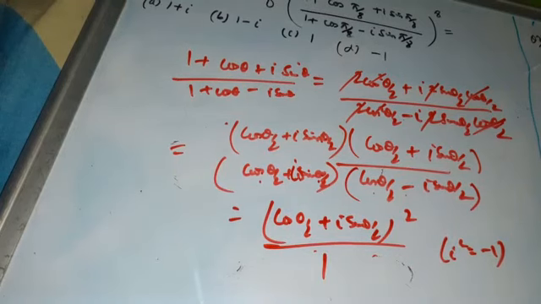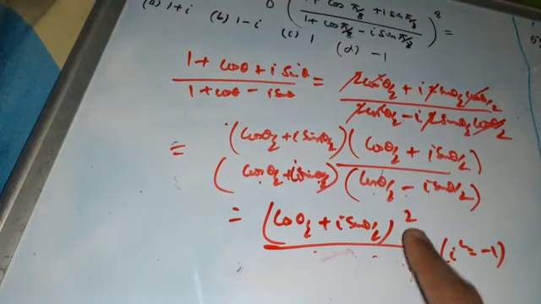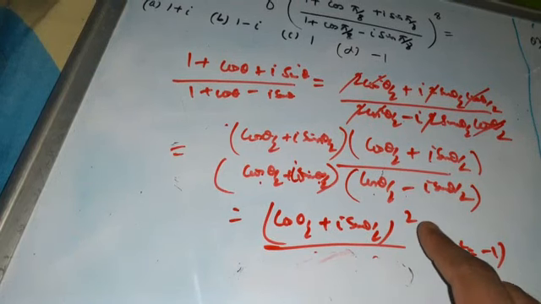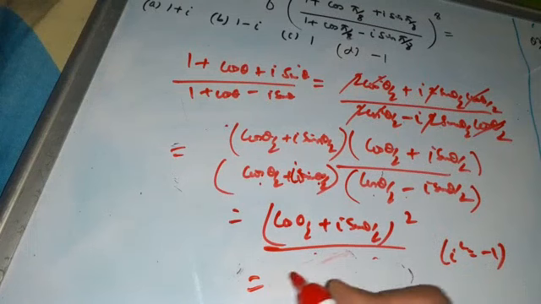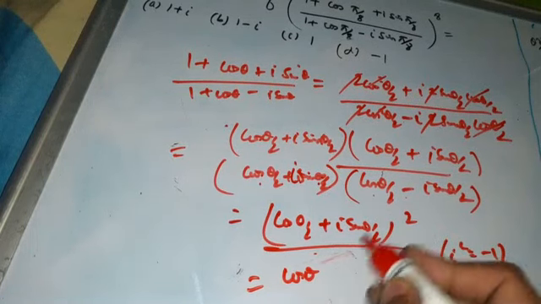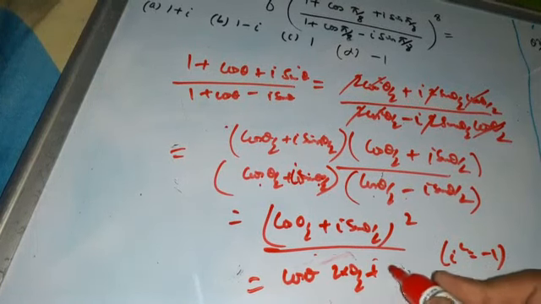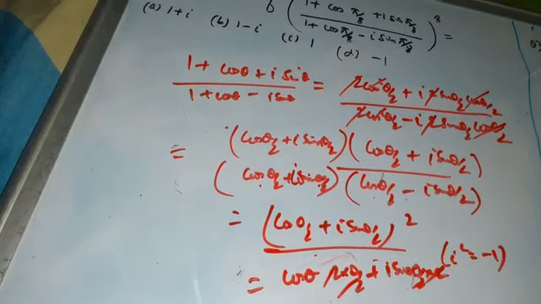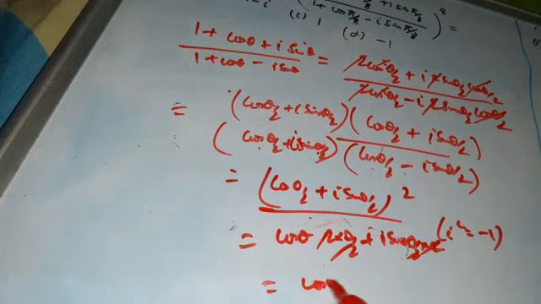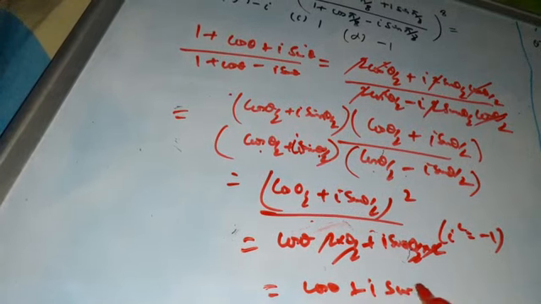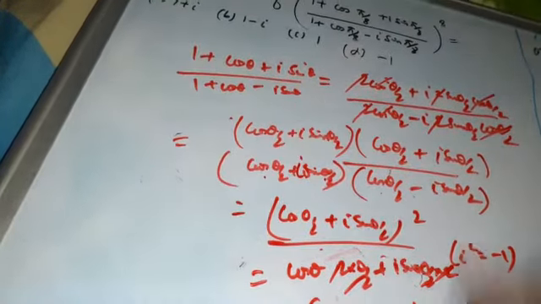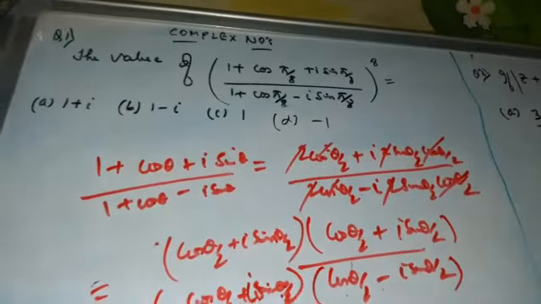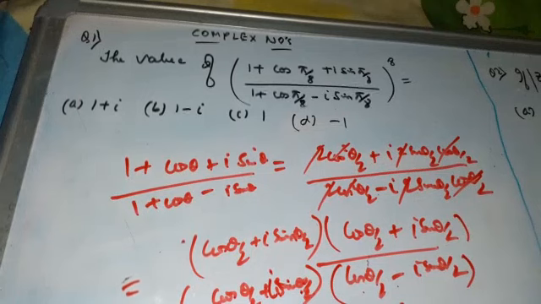The denominator becomes 1. Now using de Moivre's theorem, you know that when a complex number is raised to some power, the power gets multiplied with the argument. So it becomes cos(θ/2 × 2) + i sin(θ/2 × 2). The 2 cancels out, and what remains is cos θ + i sin θ. So the whole expression is reduced to cos θ + i sin θ.